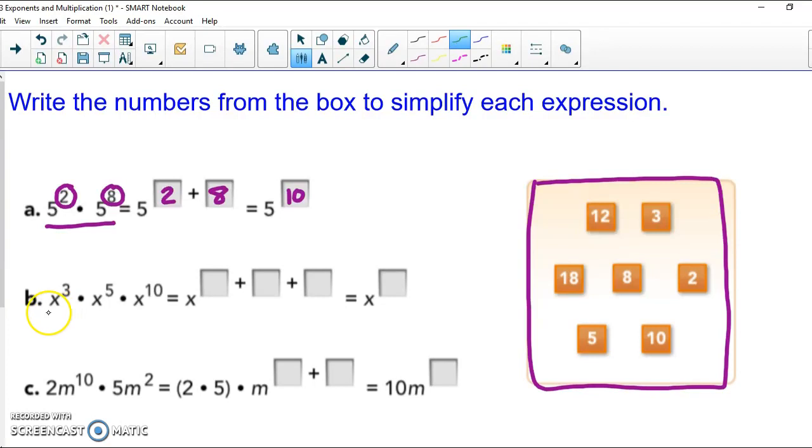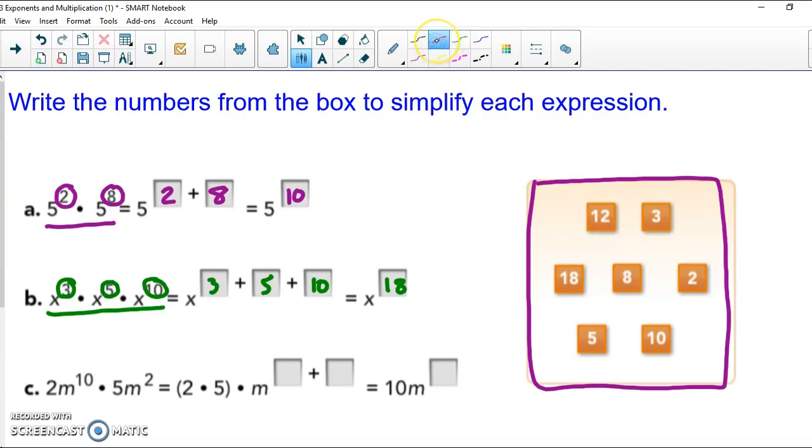On part B, this time I'm multiplying x cubed times x to the 5th times x to the 10th. Well, I'm multiplying and I have the same base, so I can keep that base, and now I'm going to add my exponents. So this is the same as x to the 3 plus 5 plus 10. 3 plus 5 is 8, plus 10 is 18, so this is the same as x to the 18th power.